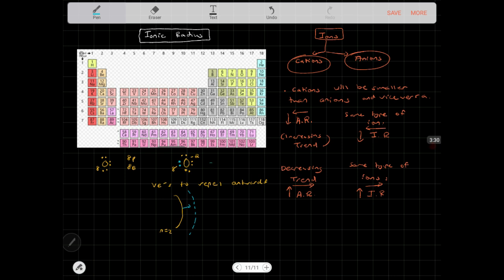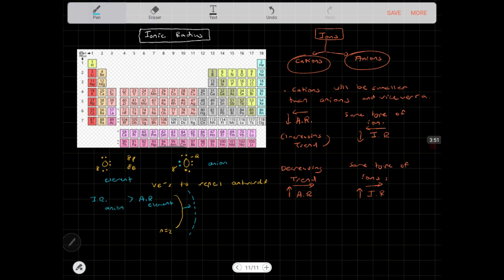So the size of an anion is going to be larger than its element because it's gaining electrons, right? So the ionic radius of an anion will always be greater than the atomic radius of its element. Okay, so let's just say anion.